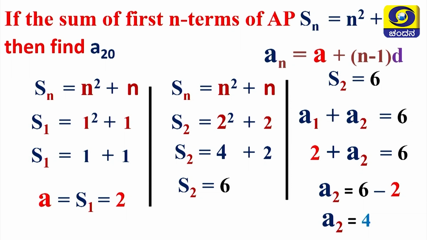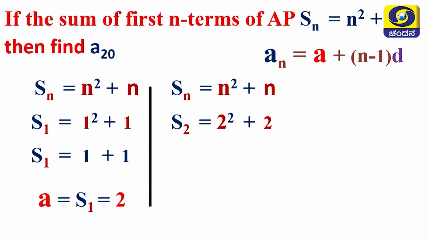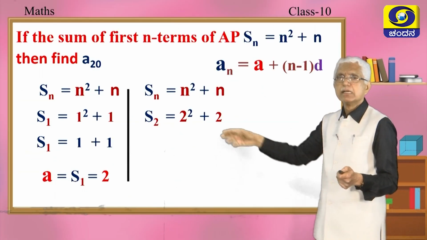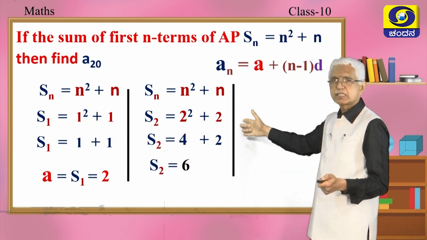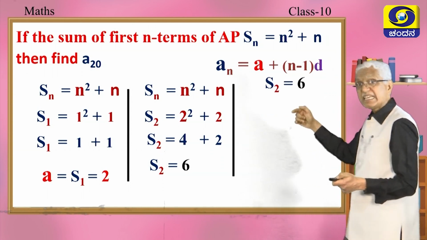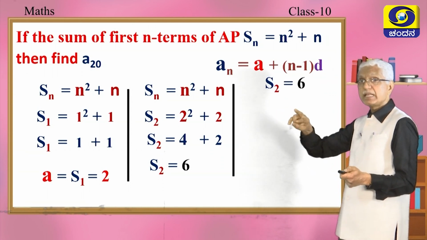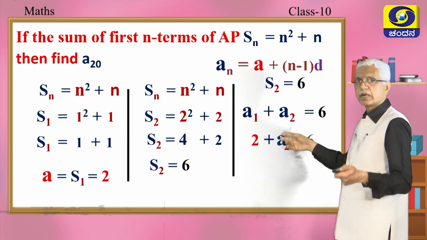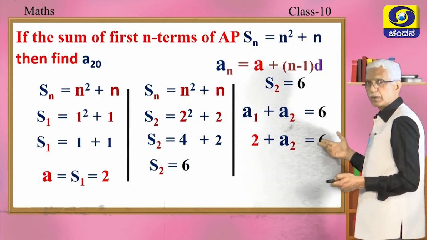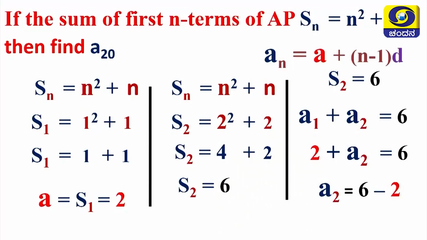So what happened here? I found out the first term A as 2, and to find out the second term I had to find S2, right? And from S2 quickly you found out S2 to be 6. S2 means sum of first two terms, which is A1 plus A2 is 6. A1 is already known, my dear children, it is 2. So 2 plus A2 is 6. Therefore A2 is 6 minus 2, A2 is equal to 4. So you have found out the first term and the second term.